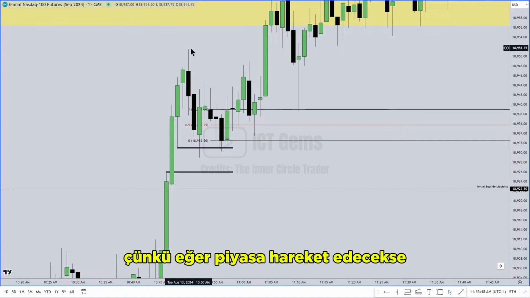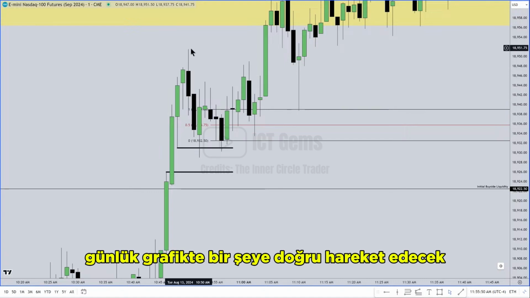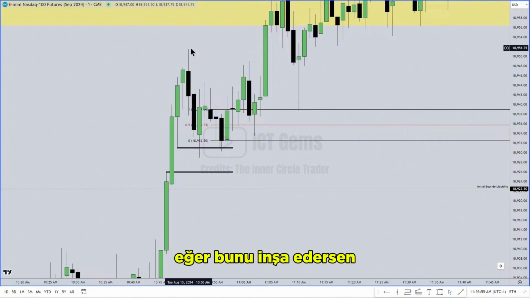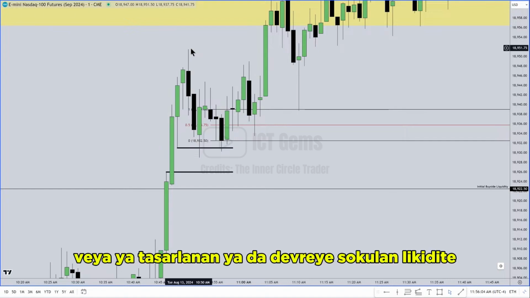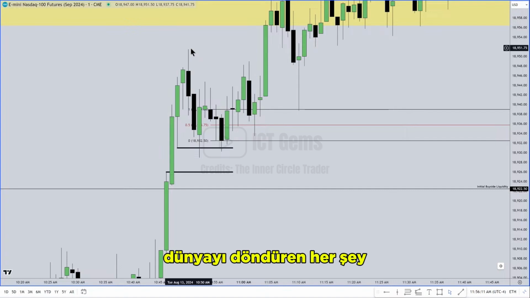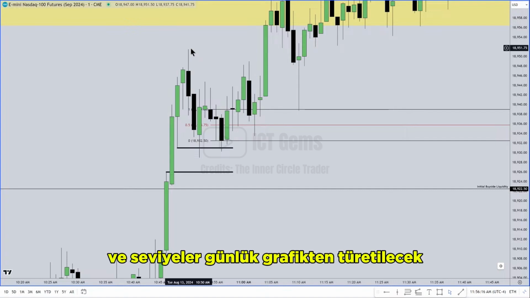Because if the market's going to move, it's going to move to something on the daily chart. It's not just 1-minute charts. There's got to be some kind of higher time frame premise. Then if you build that in relationship to what you see on the smaller time frames, you have the best of both worlds. But the inefficiencies on the daily chart, or the stops or liquidity that's being either engineered or engaged, traded to, booked to on the daily chart, all of the things that make the world go round in the financial market, the key premise and levels are going to derive from the daily chart.